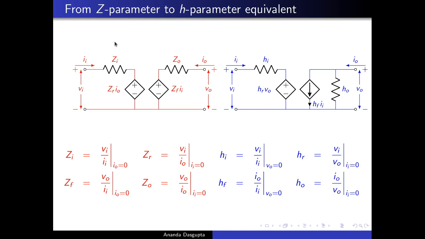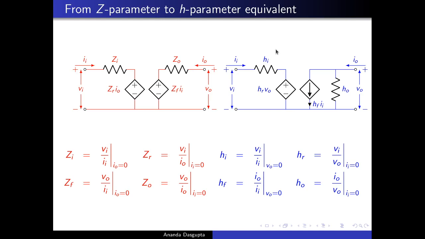And as you can see on the left hand side, you have the Z parameter equivalent. Just a quick reminder, the Z parameter equivalent circuit has this. On the input side, it has an input impedance Zi in series with a current controlled voltage source ZR IO. So it's a voltage source whose voltage is controlled by the output current. On the output side, similarly, it has an output impedance ZO in series with a current controlled voltage source ZF II, where the output voltage is controlled by the input current II.